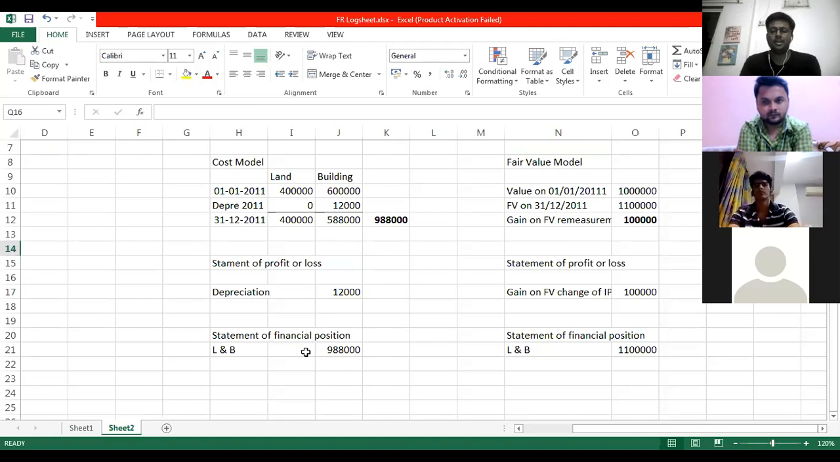And in case of fair value model, depreciation is not allowed. On the reporting date, there is a surplus in fair value, that is 1 lakh. So this should be accounted as a gain in the profit and loss account. And in the balance sheet, now land and building will be shown at 11.